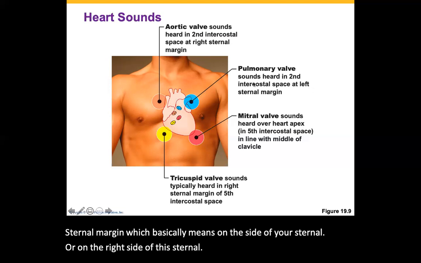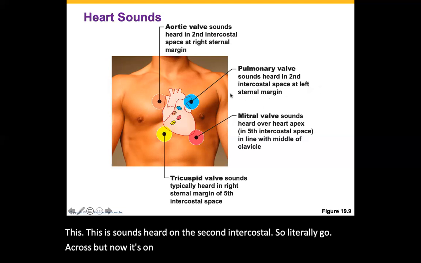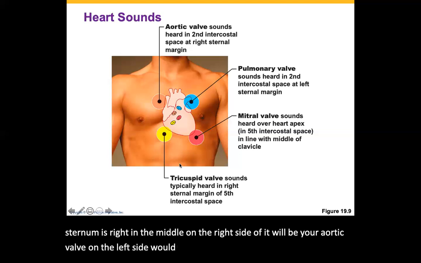For the pulmonary valve, the sound is heard on the second intercostal space, so literally go across, but now it's on the left sternal margin. So if you imagine the sternum is right in the middle, on the right side of it will be your aortic valve, and on the left side would be your pulmonary valve.